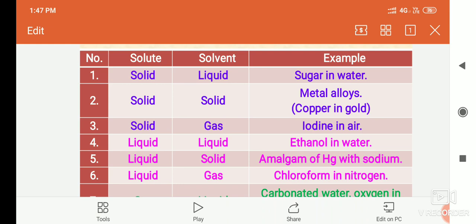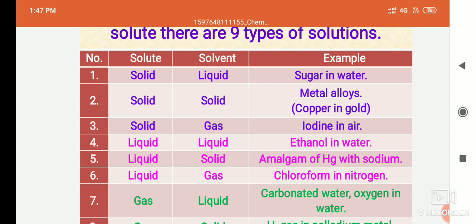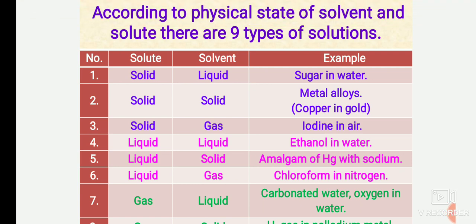Third example, solid gas. Here, solid is solute, gas is solvent, and the example is iodine in air. Iodine is solid, air is gas, and thus the example is iodine in air.